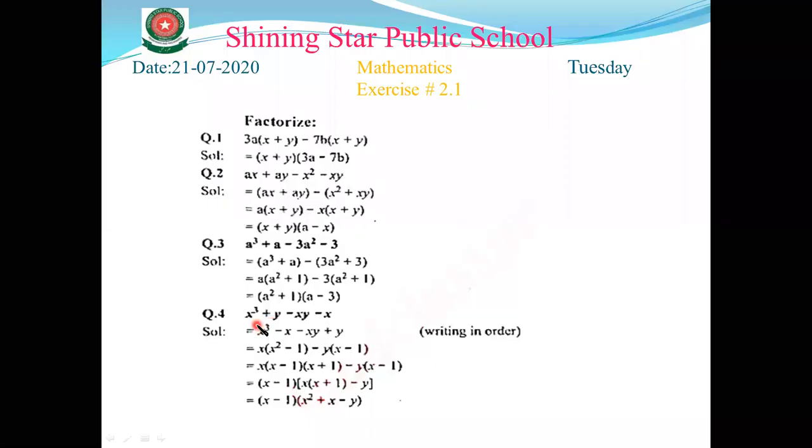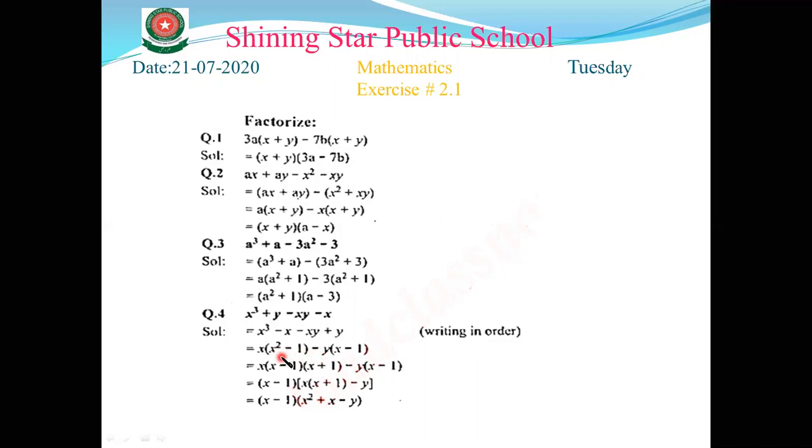Now x cube plus x minus xy minus x. So in this question, we will take the common x, so it becomes x square minus 1. From these two terms, we have to take common minus y. In factorization, we must have both brackets the same. In this bracket, we have x minus 1, but in the first bracket, we have x square minus 1. So these two brackets are not the same. So it means we have to first make these two brackets the same.